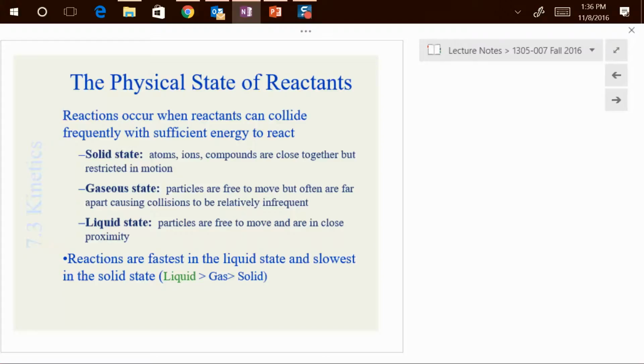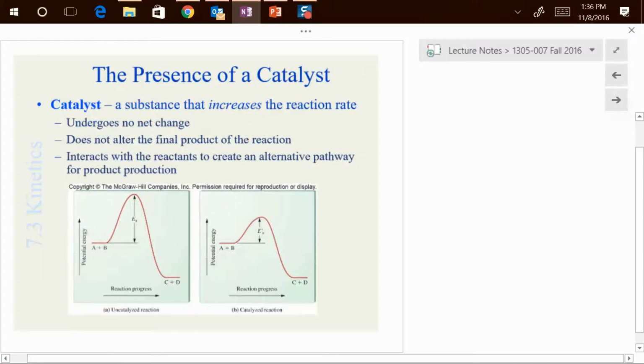Because in the liquid phase, everything's touching. And you're getting very fast reactions because there's a high percentage of effective collisions occurring, much more than in these phases. They're in close proximity and they're free to move. So reactions are faster in the liquid state and slowest in the solid state. So the liquid phase is the best way to carry out a chemical reaction, or an aqueous solution is good.